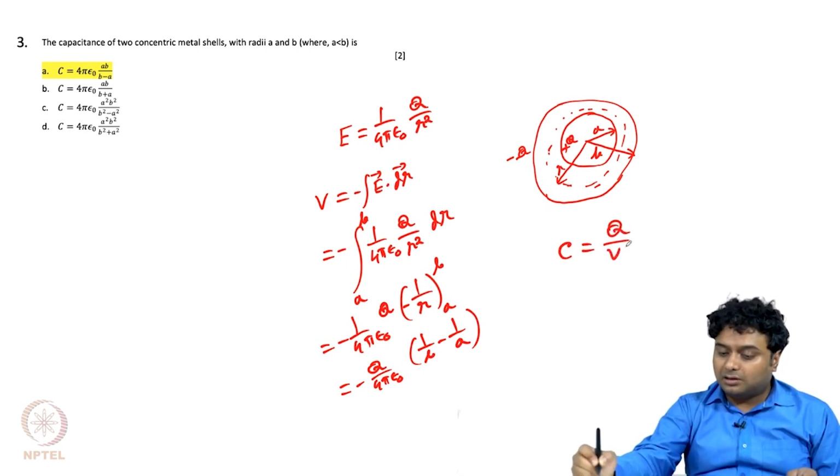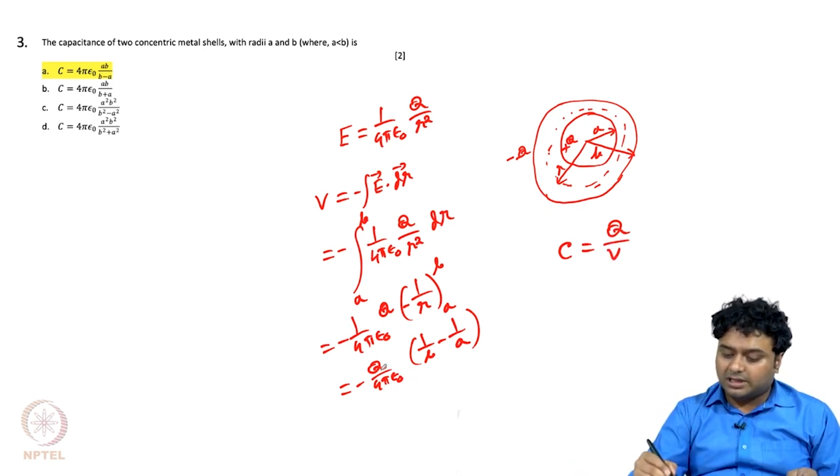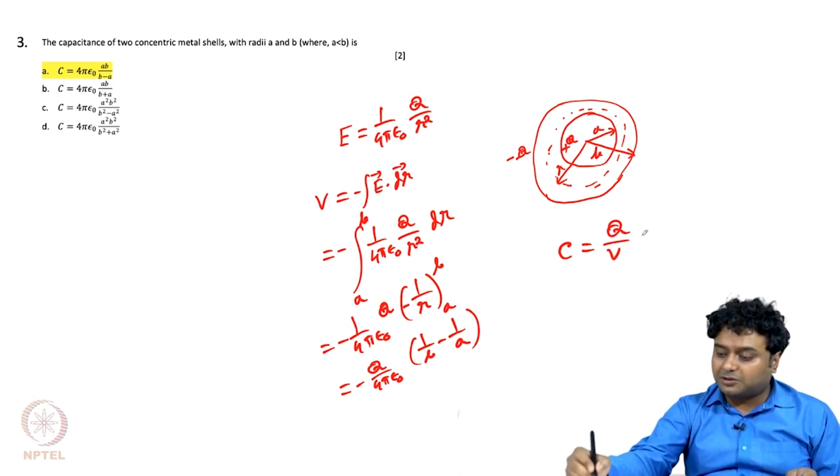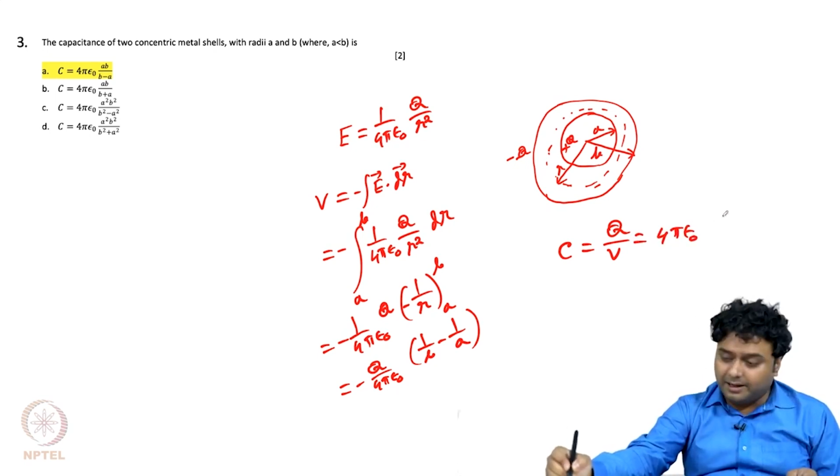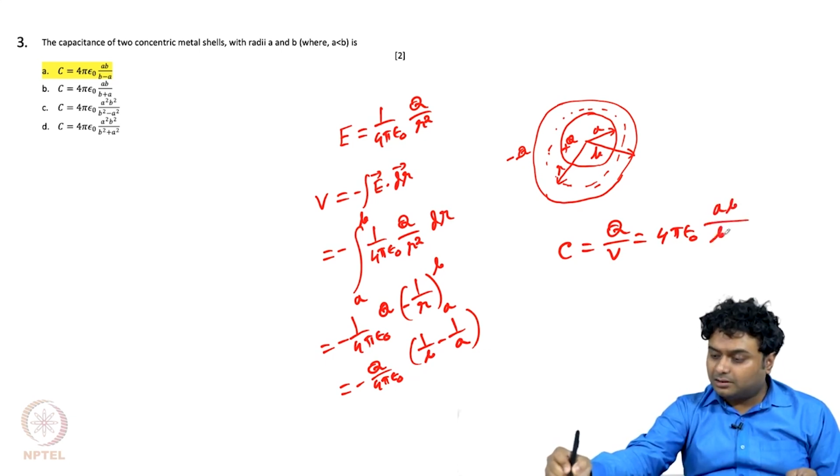Q by V. So if you do Q by V, 4 pi epsilon naught will go on the other side, and then it will be AB divided by B minus A.